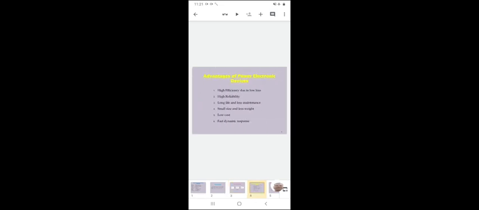Next, what are the advantages of power electronic devices? Before going to this topic, the main power electronic devices are the Thyristor family devices. The most important power electronic devices, the Thyristor family devices: first one is SCR, the silicon control rectifier.